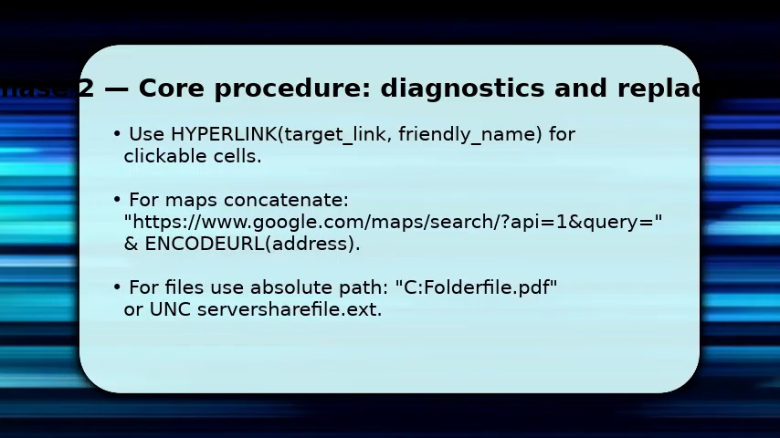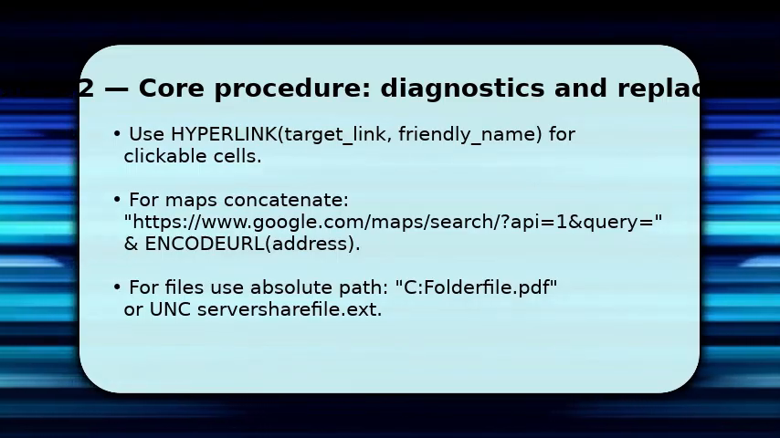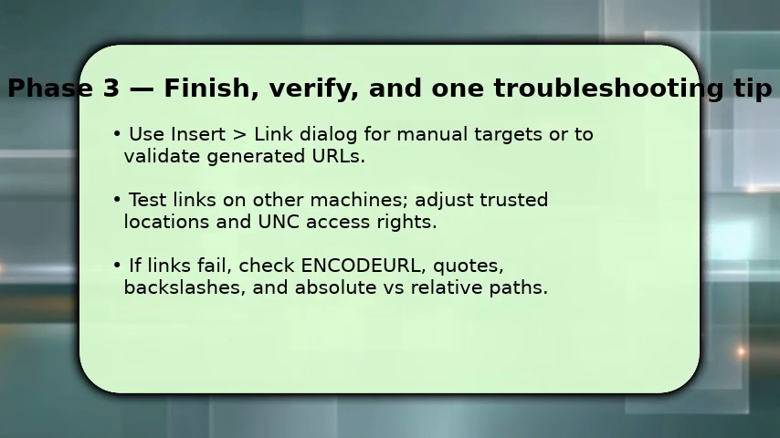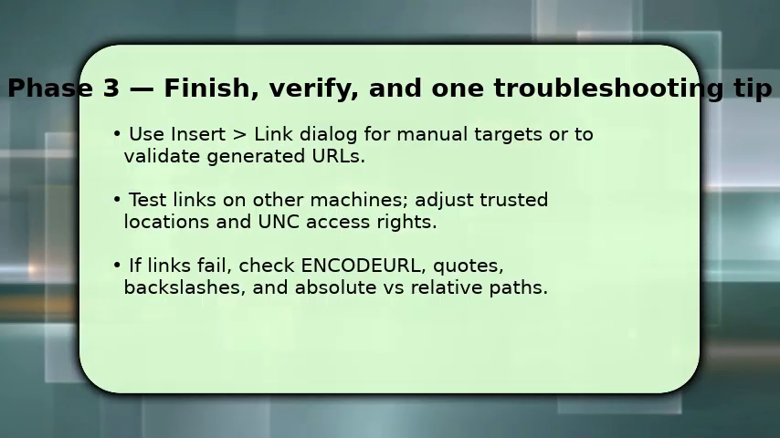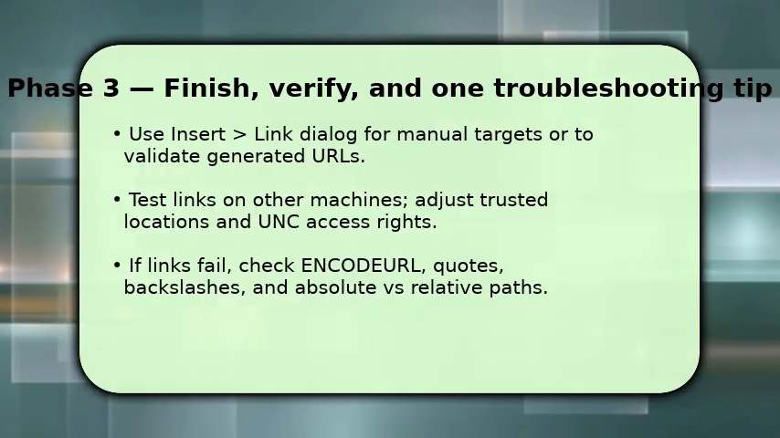Once done, drag to fill and verify several sample rows to confirm behavior. Finish by formatting the link column and optionally protecting the sheet so labels remain tidy. You can also convert formulas to values if you need static links.